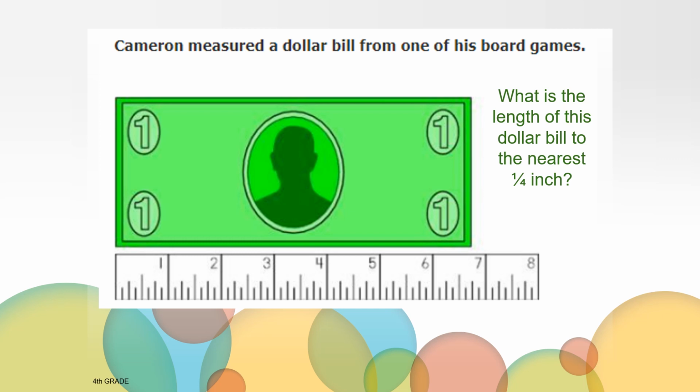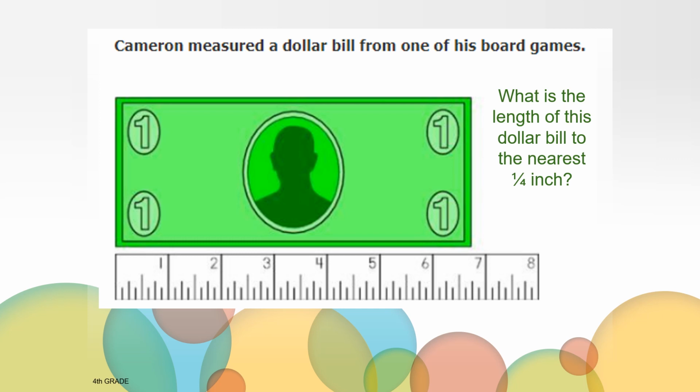I notice that the dollar bill and the ruler start at the same place. This helps us get an accurate measurement. I also notice that the length of the dollar bill falls between 6 inches and 7 inches. If I were rounding this dollar bill to the nearest whole inch, I can see that the dollar bill is closest to 7 inches.